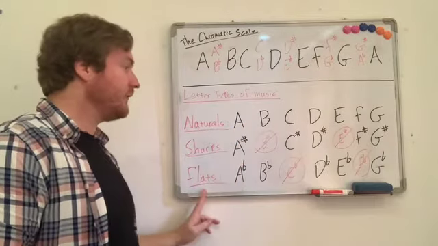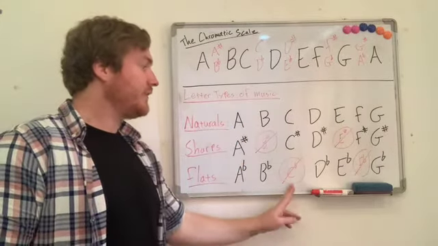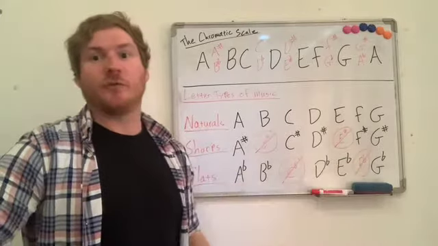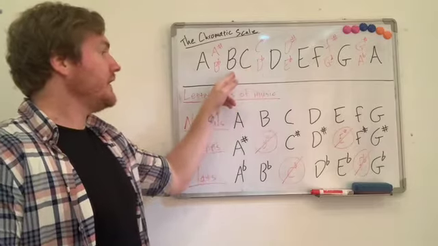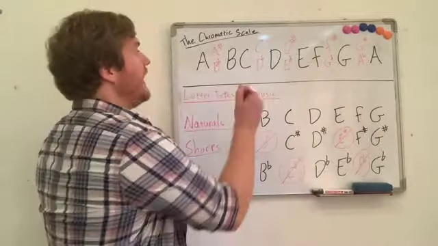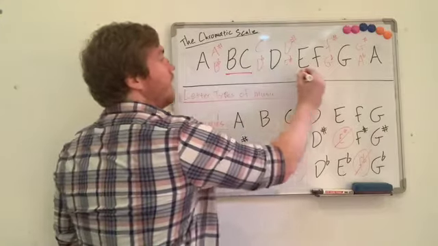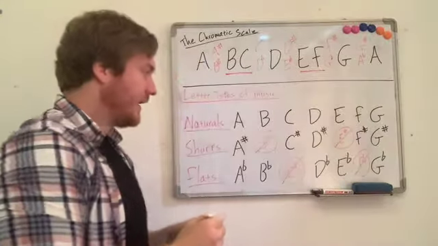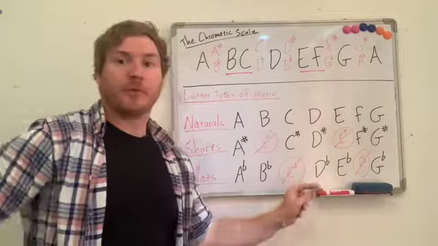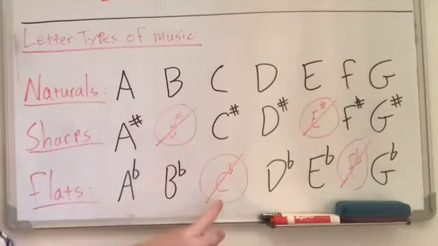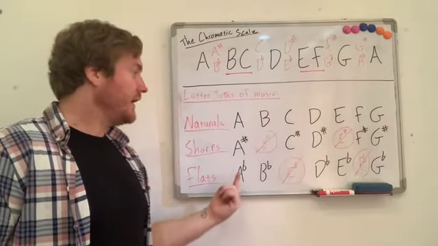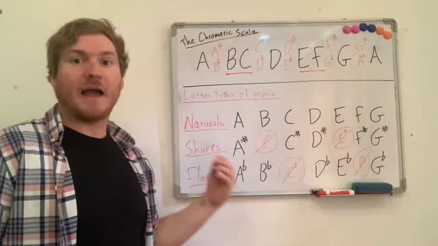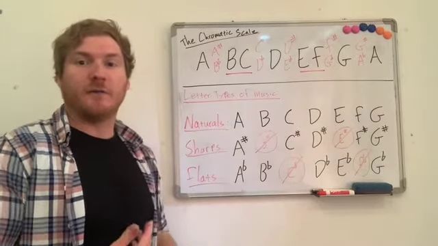Now here, for flats, we don't have a C flat or an F flat. That note just does not exist. It goes straight from F to E or C to B. These two pairs here are always going to be side by side, and those are the two you want to remember. So the notes B sharp or C flat, E sharp or F flat just do not exist. So this is kind of a fun way to think about what types of letters we have in terms of notes of music.